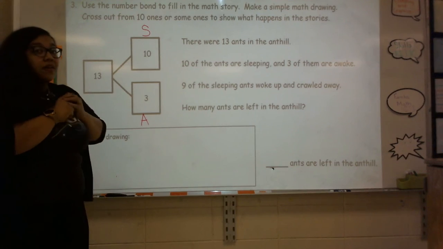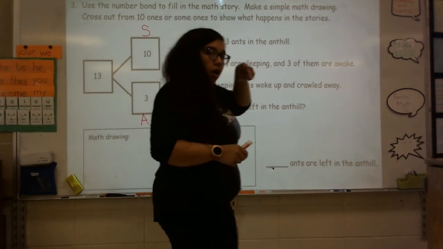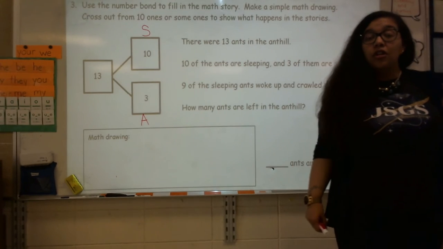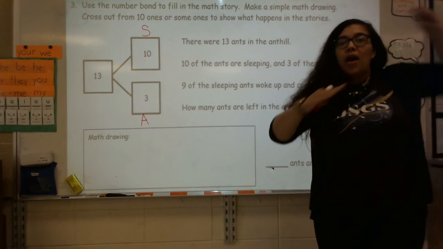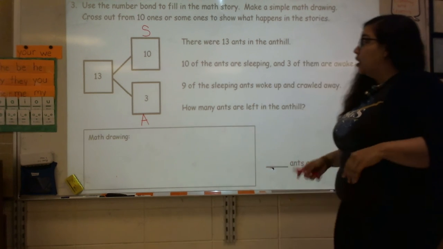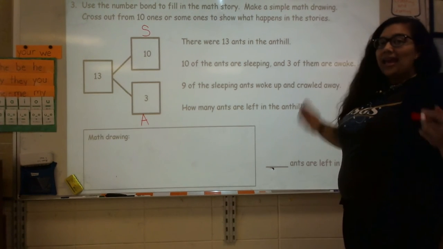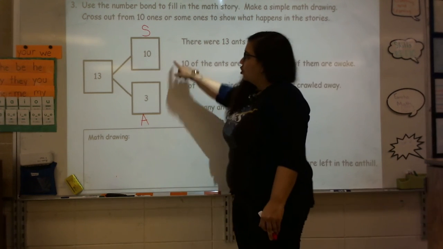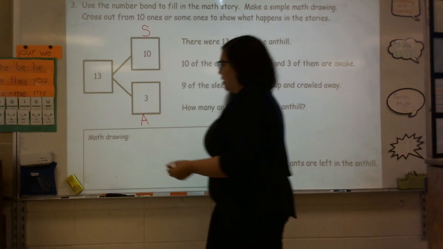9 of the sleeping ants woke up and crawled away. If they crawled away, then they left the group. So we can take them away or subtract them from our whole. Let's draw a picture so that we can figure out how many ants are left in the anthill. So we're going to draw to show each of the 2 parts. We're going to draw it down here in this box.